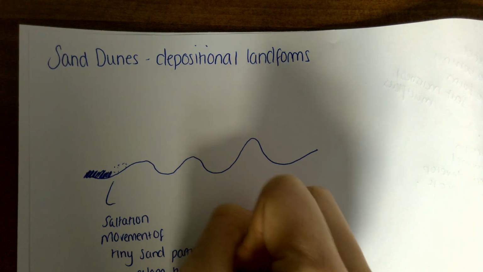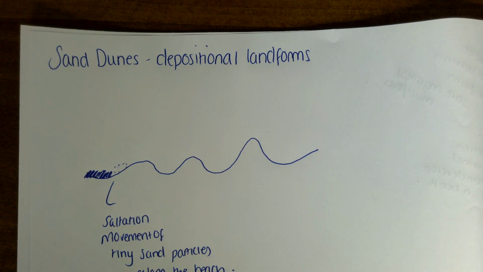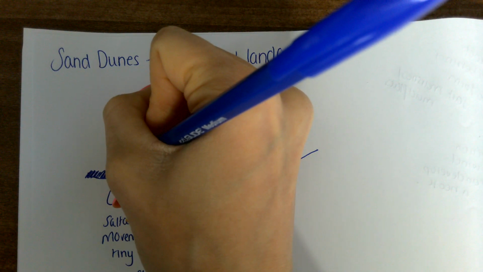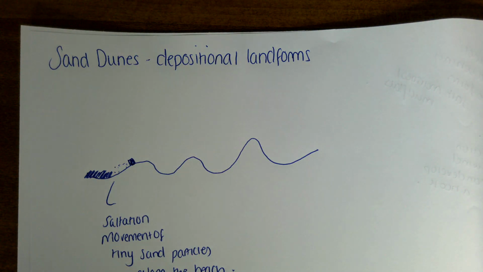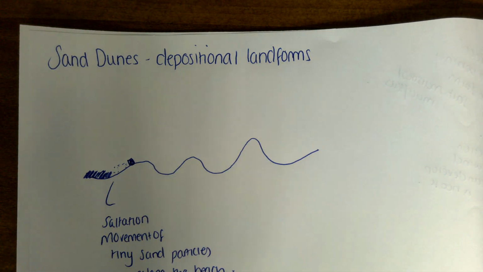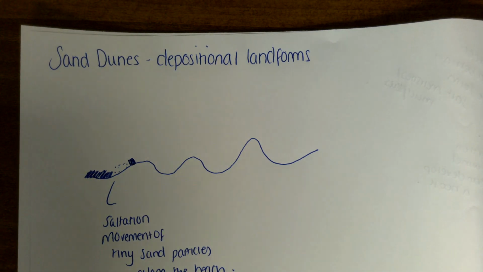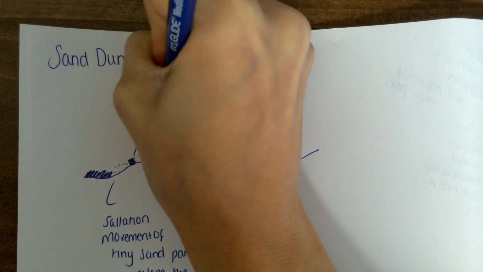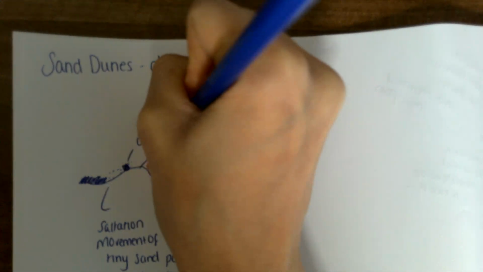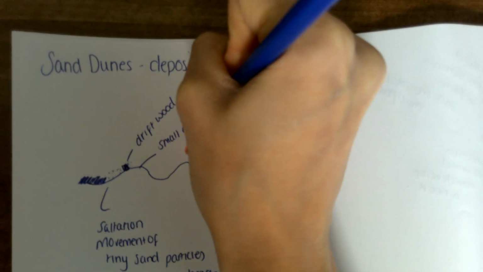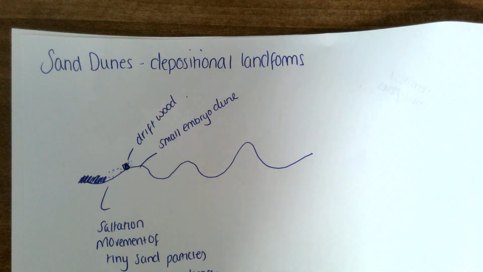So we have our different types of dunes. Firstly, we might have a piece of wood, like driftwood, that is left on the beach. It might be from a fence, or it might be just brought in by the ocean or the sea. And because the wind speed is decreasing, sand is deposited often around that piece of driftwood. And around that piece of driftwood, you find a small embryo dune, which is the start of your dune.